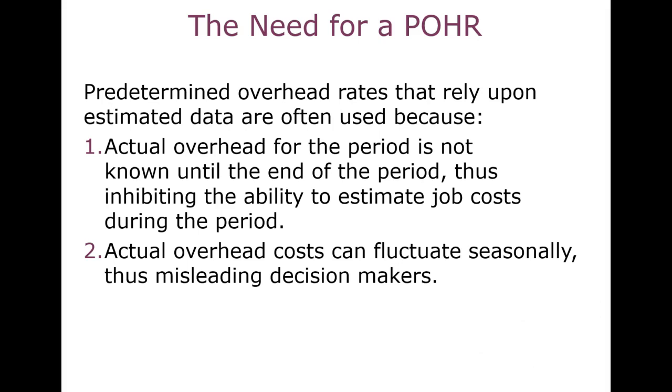Number 2, actual overhead costs can fluctuate seasonally, thus misleading decision makers. Let's say, for example, you have an extra large heating bill during the winter months, but your air conditioning bill is not too bad during the summer months. What you need to do is have a consistent overhead cost attached to units being made no matter when they're made during the year. So we should have the same overhead attached to units made in January and February as the ones made, let's say, in May and June.